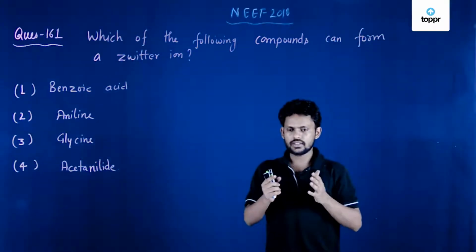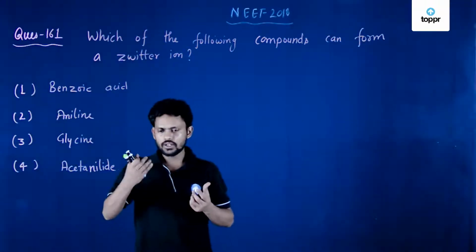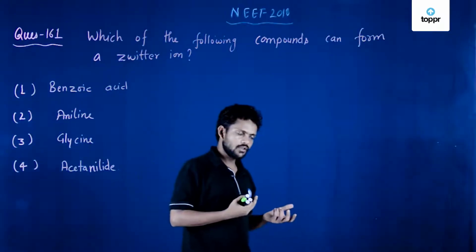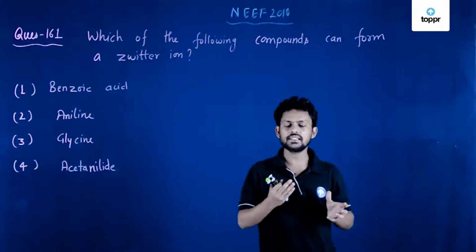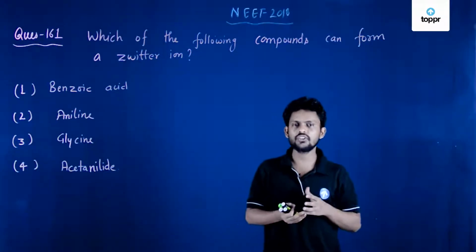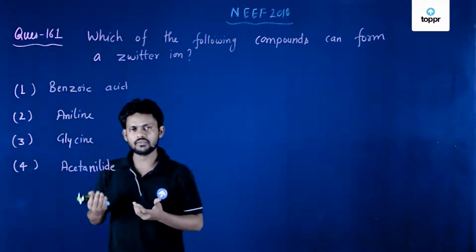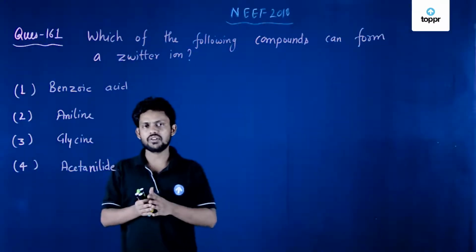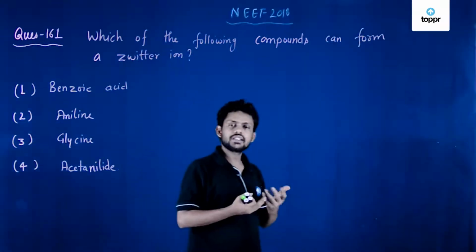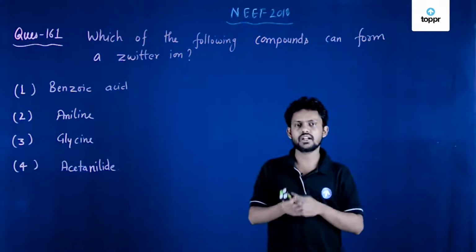A zwitterion is a molecule that has both a basic and an acidic group. The basic group accepts a proton, and the acidic group leaves a proton. So you have both minus and plus charges in a single molecule. Those kinds of molecules are called zwitterions, where we have a negative charge as well as a positive charge in the same molecule. That is a dipolar molecule, which has a minus and a plus charge on it.